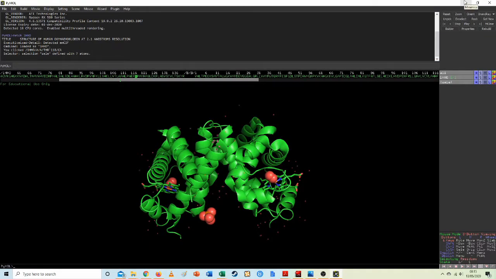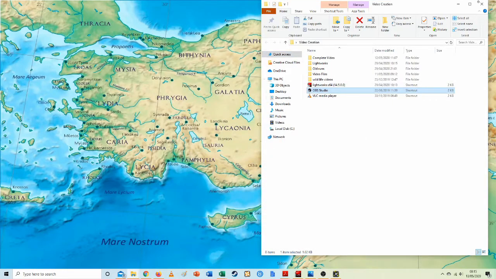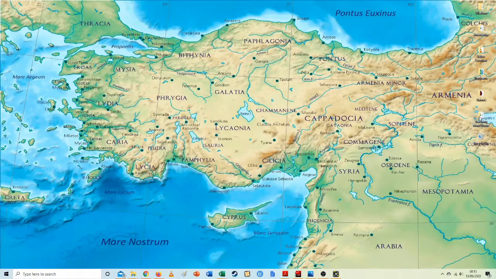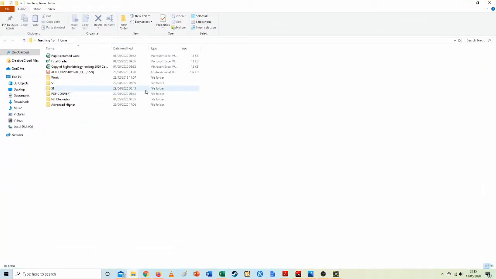Right, let's take a wee quick look. I want to actually not look at that. This is how I'm recording it, by the way. This is OBS, so you can record your home screen like that, and that's how I'm making videos. And I want to go into teaching from home. Not that it's going to pop up. Aha, here we go.